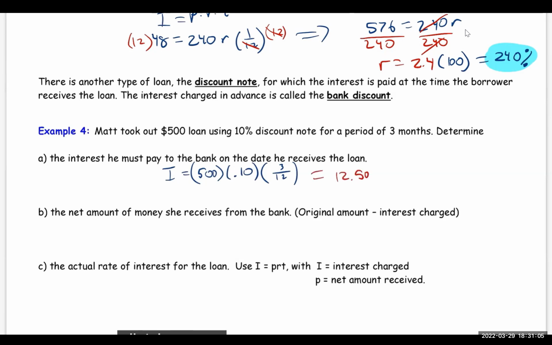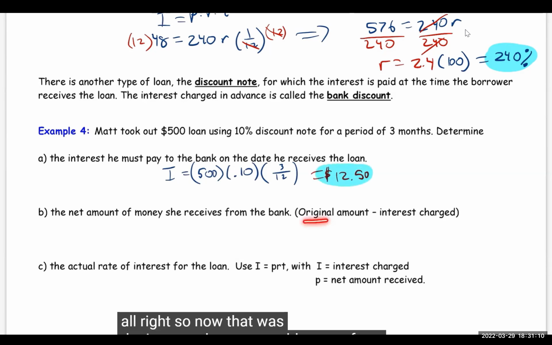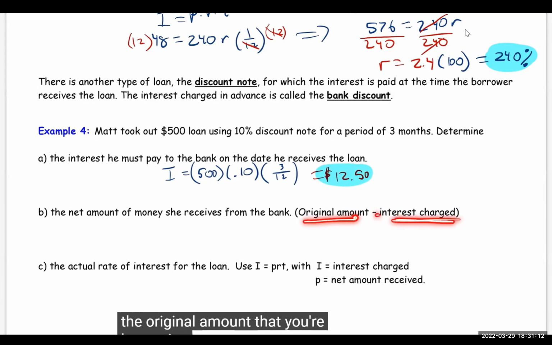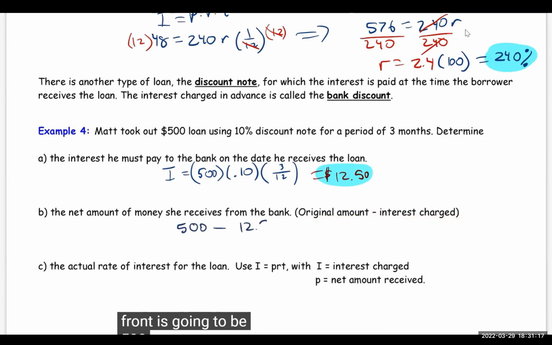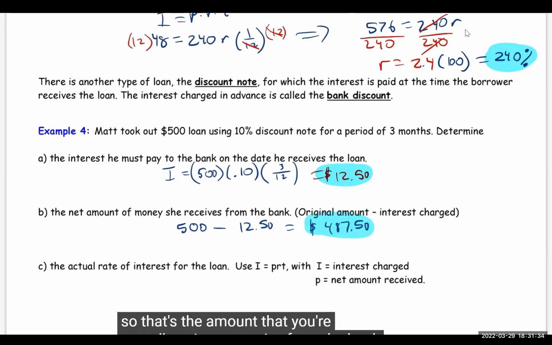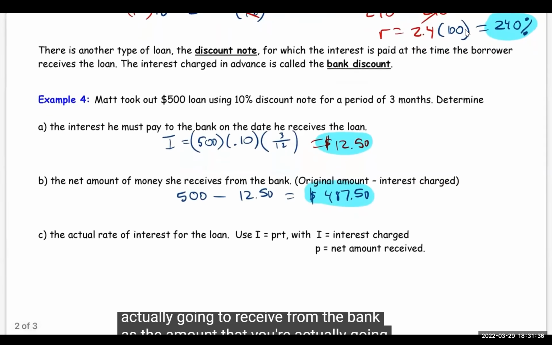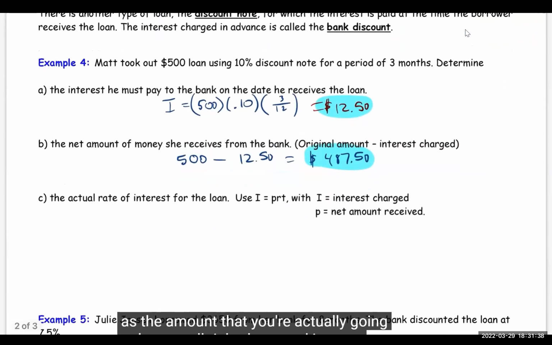Now that was the interest that you would pay up front. So the original amount that you're borrowing minus the interest charged up front is going to be $500 minus $12.50, which equals $487.50. So that's the amount that you're actually going to receive from the bank, the amount that you're actually going to borrow.